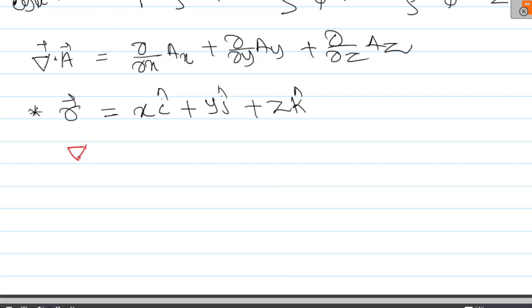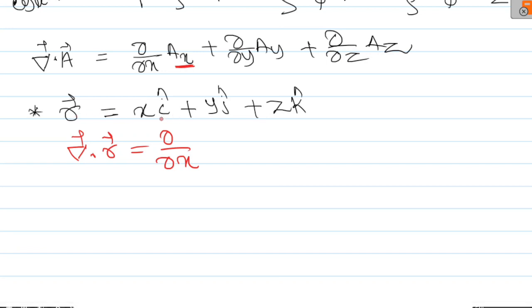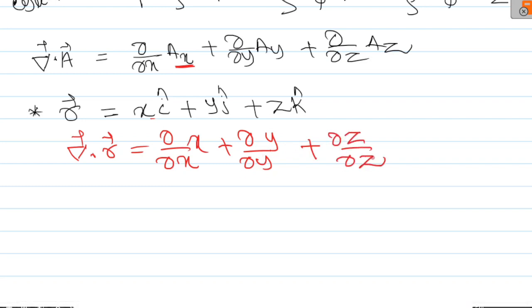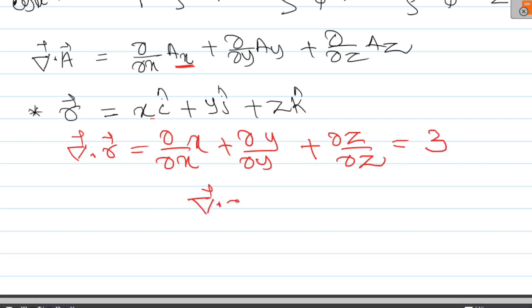So divergence of r in Cartesian coordinate system equals del by del x of the x component of the position vector, that is x, plus del y by del y plus del z by del z. So 1, 1, 1, and this equals 3. So divergence of position vector in Cartesian coordinate system is 3.